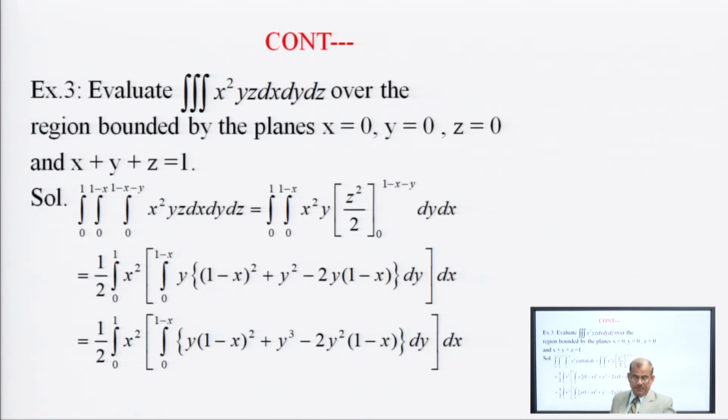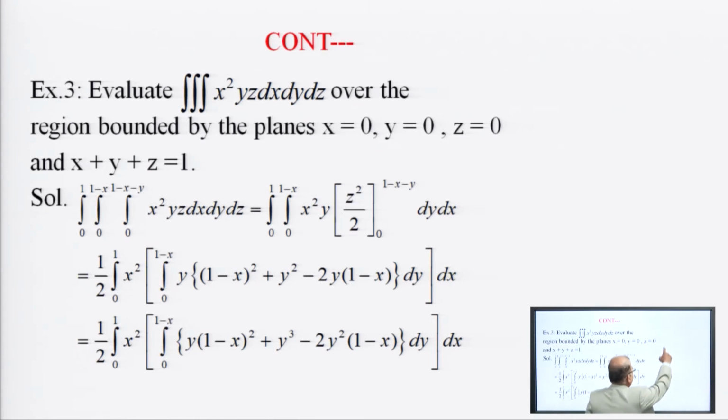Third example: evaluate the triple integral of x square yz dx dy dz over the region bounded by the planes x is equal to 0, y is equal to 0, z is equal to 0 and x plus y plus z is equal to 1. Solution: how do we find the integral of this with respect to x, y and z.